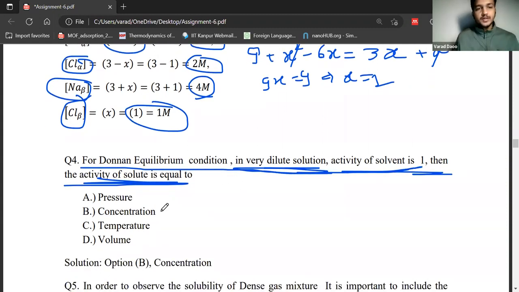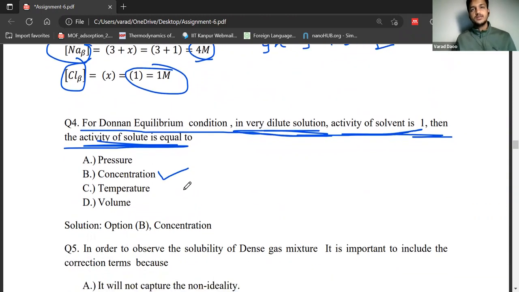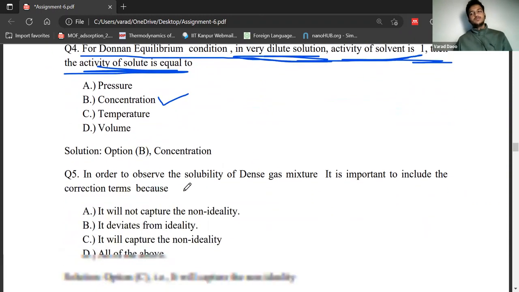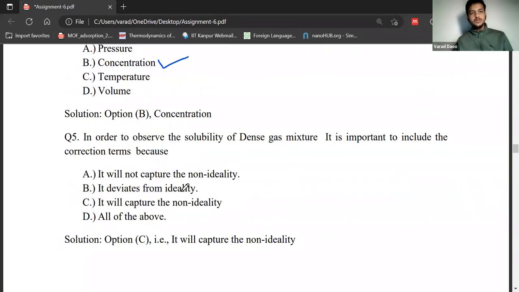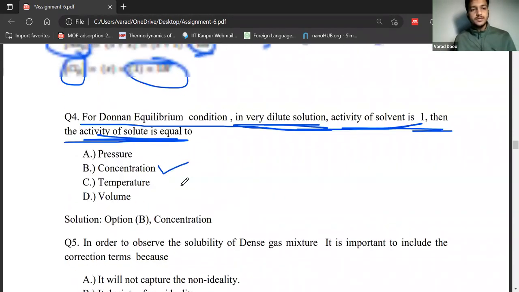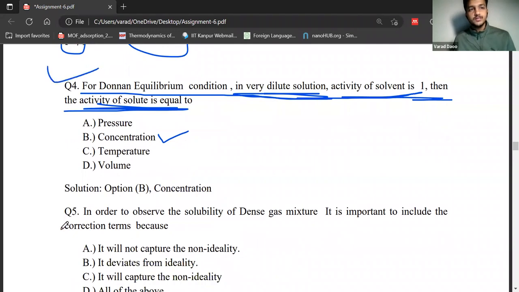The correct answer is option B, right? Concentration, right? Okay, anybody has any doubt? Okay, then we'll move on to the next question, okay? Next question is also a theoretical one, okay?